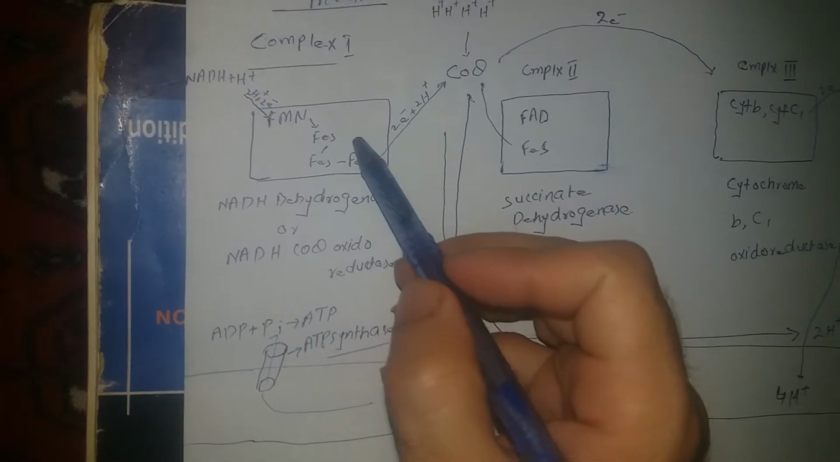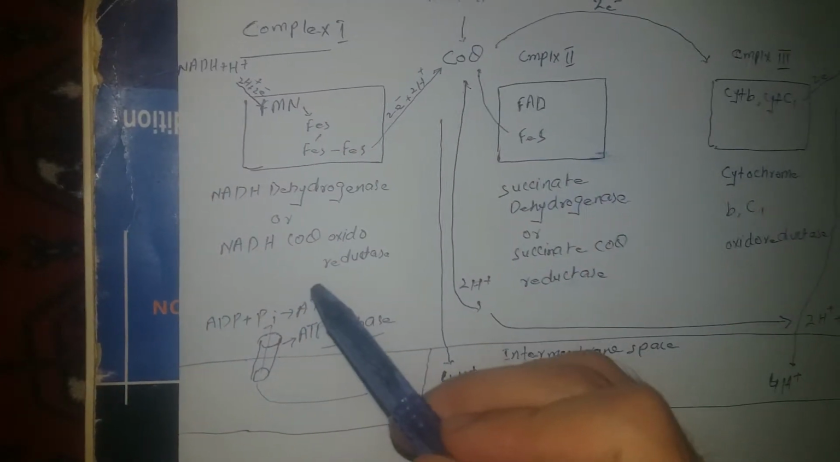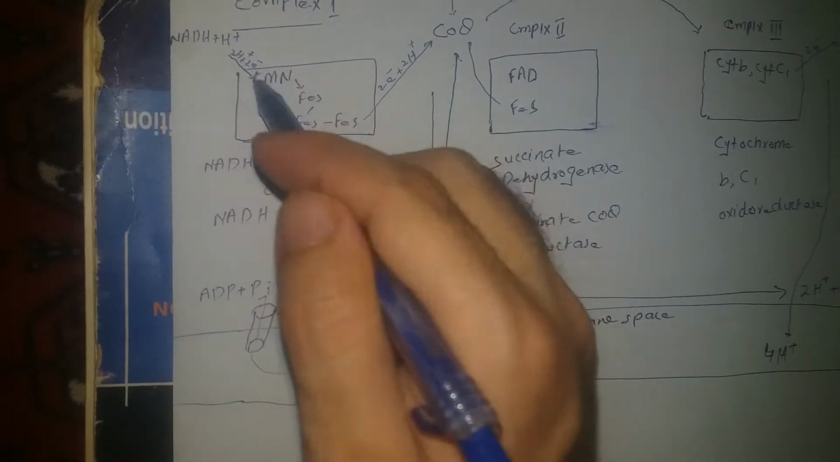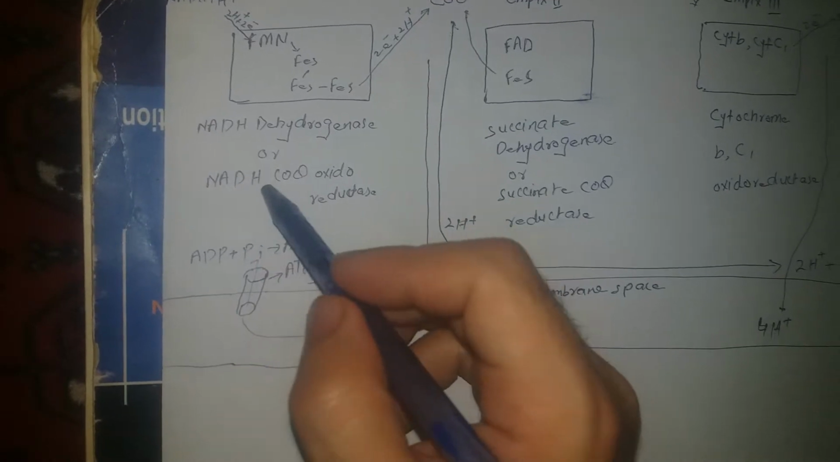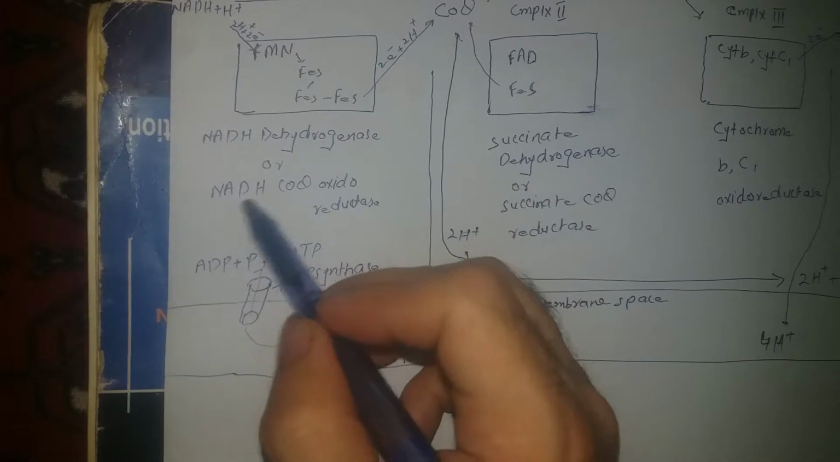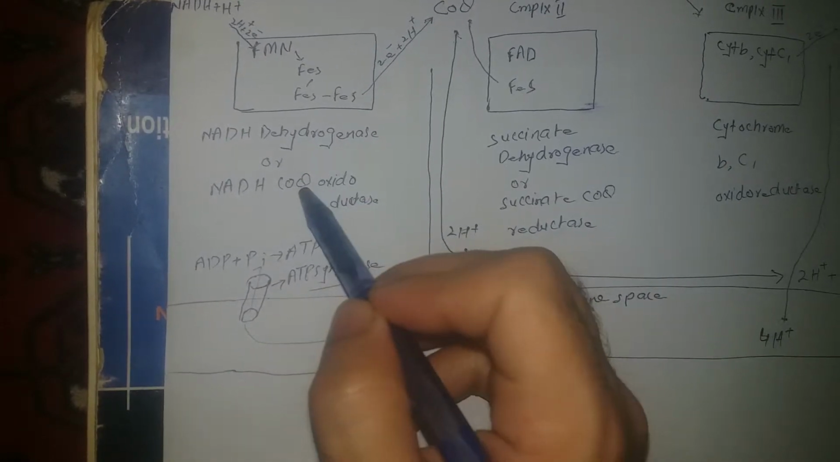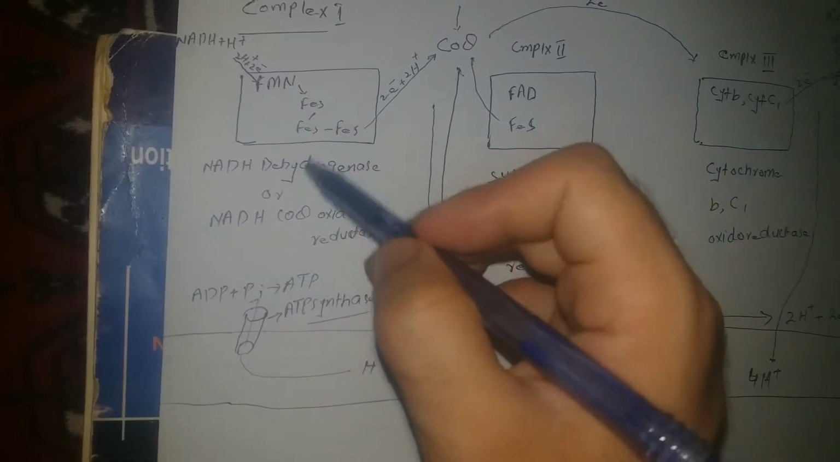So this enzyme is dehydrogenating NADH, that's why it is called NADH dehydrogenase. Dehydrogenation means removal of hydrogen, so it is removing hydrogen from NADH. It is also called NADH coenzyme Q oxidoreductase. The oxido part is for NADH and the reductase part is for CoQ. This enzyme has two functions.